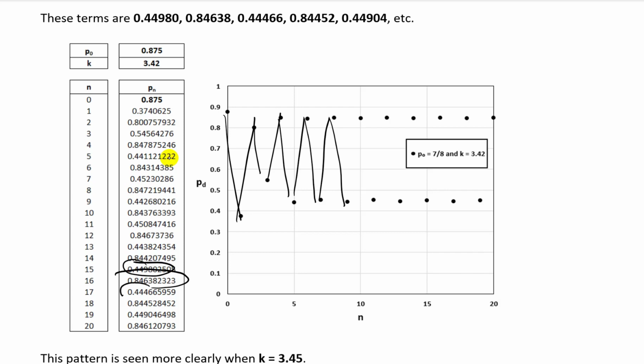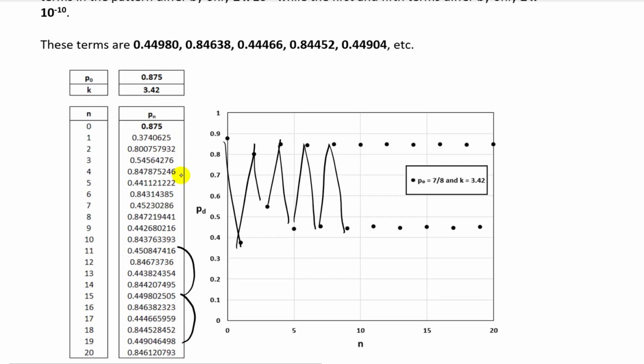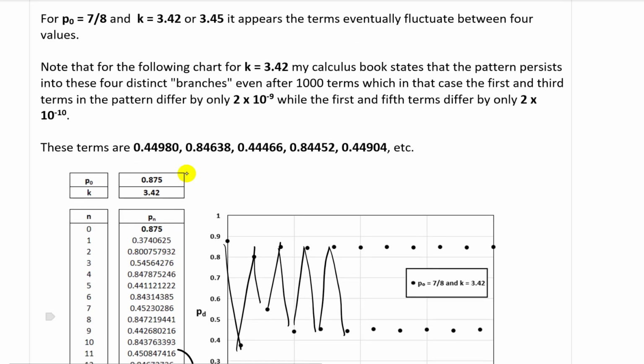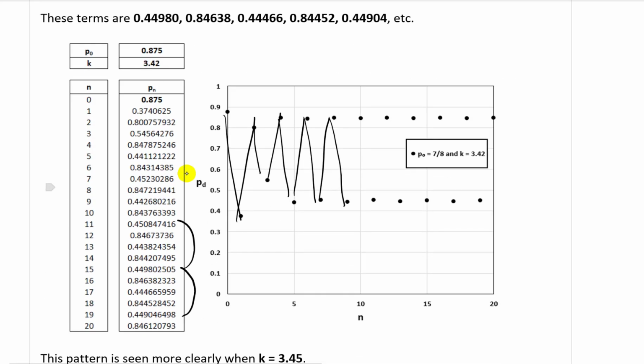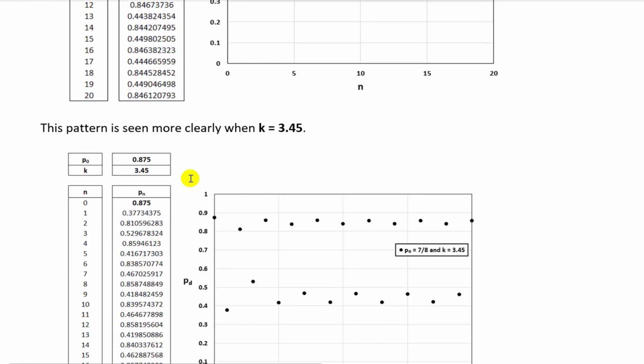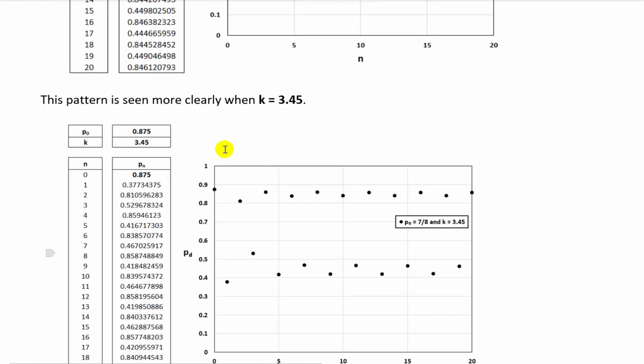Then 0.844 instead of 0.846. And it goes to 0.449 like that, which is just restarting. So 0.449 is the same as, or similar to, that branch right there, which is just this 0.45, and it gets closer and closer, but it's still going to be separated, and as they said, even after 1,000 terms.